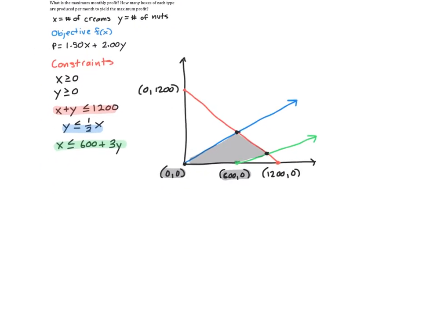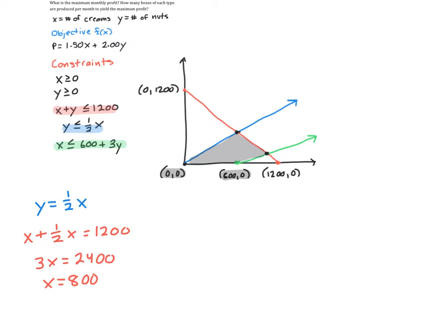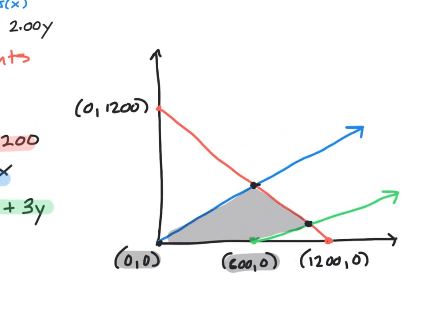I'm going to use substitution here because I already see that y equals 1/2 x. But you can solve this in any way that you want. So we can say x plus 1/2 x equals 1200. I'm going to combine like terms and multiply everything by 2 just to clear my fractions. So we got x equals 800. And if you substitute that back into your blue equation, that means that y is 400. So this coordinate right here is 800, 400.